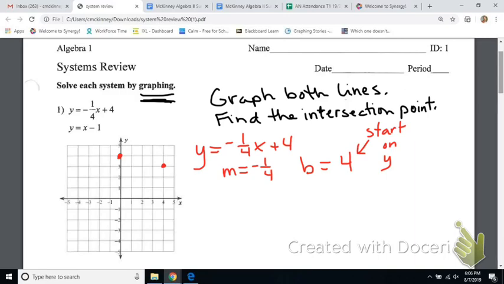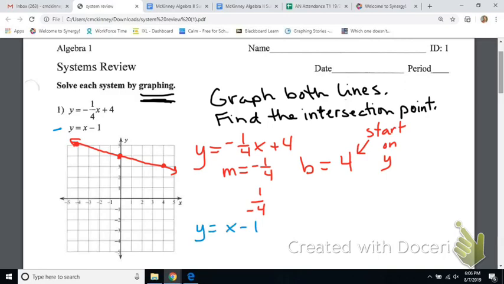We could also go up 1 and to the left 4, because one negative in a fraction makes the entire fraction a negative. So we're going to connect and extend that line, and then I'm going to graph my second equation. And my second equation is y is equal to x minus 1.